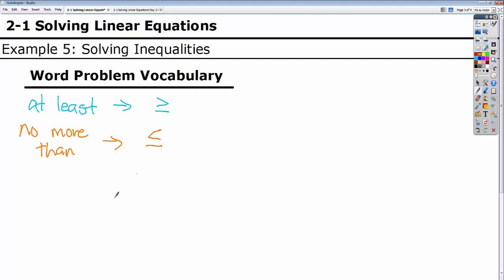Alright, and then the less than and greater than will just be more normal. It'll just say be less than or greater than. Okay, they'll use those actual terms. They might say more than instead of greater, or fewer than instead of less, but it'll sound basically the same. Alright, but these two are kind of some code words there for your equal to symbols.